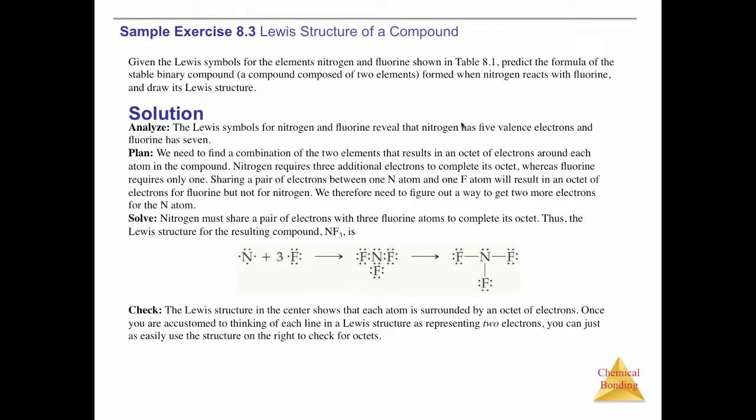8.3 Lewis structure of a compound. Given the Lewis structure for the elements nitrogen and fluorine, predict the formula of the stable binary compound, a compound that's composed of two elements, that forms when nitrogen reacts with fluorine, and then draw its Lewis structure.